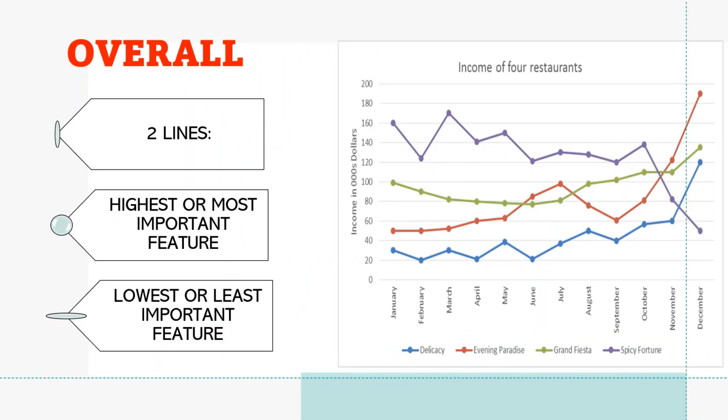Next, moving to overall. As the introduction had 2 lines, overall will also have 2 lines only. For the first line, always start the paragraph with a phrase. I have seen many of you starting with overall. I would recommend not to write overall.